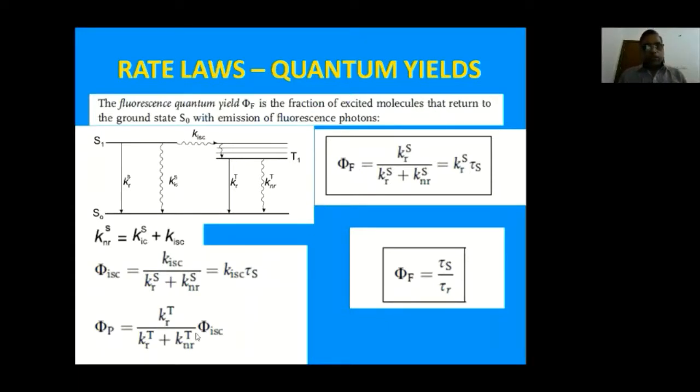So now you have to understand the triplet quantum efficiency here. Triplet quantum efficiency can be estimated from the deactivation and the formation of the triplet state and the quantum efficiency of the fluorescence. So you have a quantum efficiency of the fluorescence, quantum efficiency of the phosphorescence, and quantum efficiency of the inter-system crossing. These are all derived from the rate laws of the deactivation.